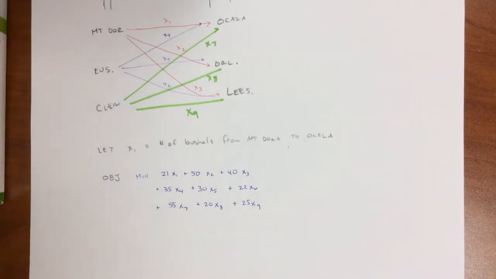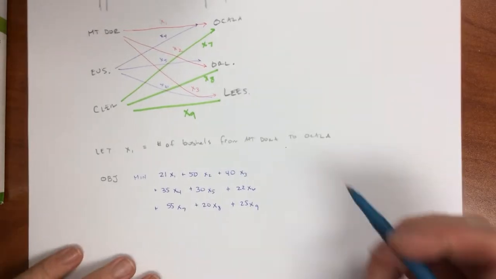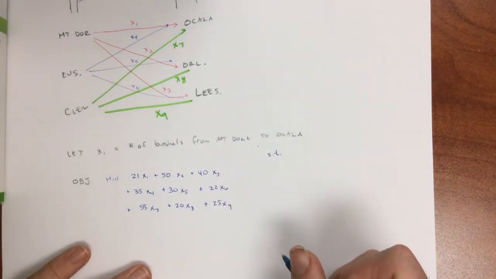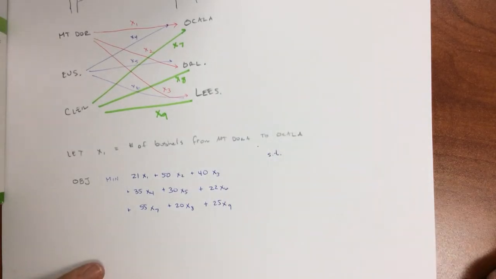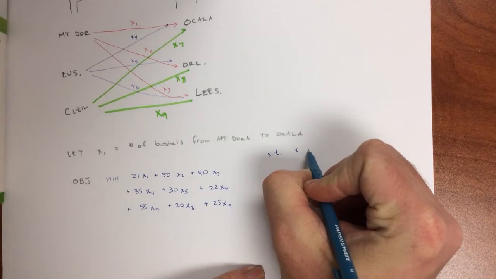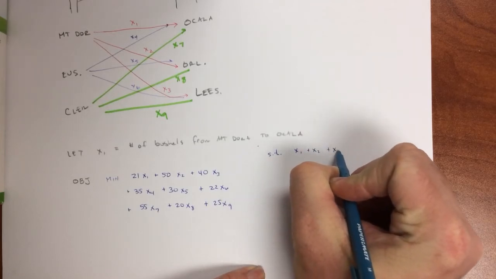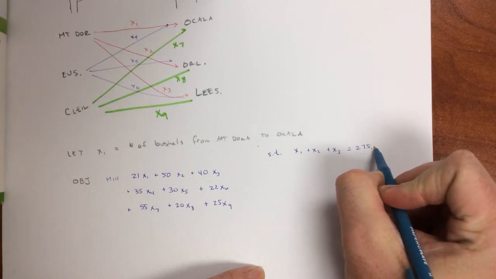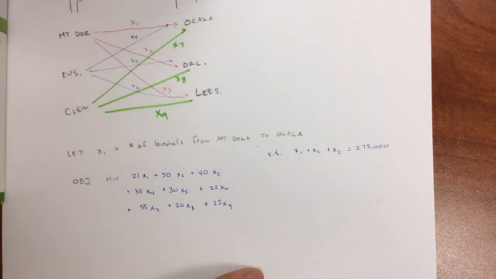Okay, what constraints do we have now? Let's add our constraints. Our constraint is that we take all the peaches in Mount Dora and ship them away to a plant. So the peaches coming from Mount Dora are X1 plus X2 plus X3. This has to equal 275,000. So we ship off all of those peaches.